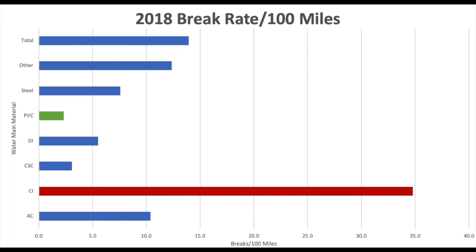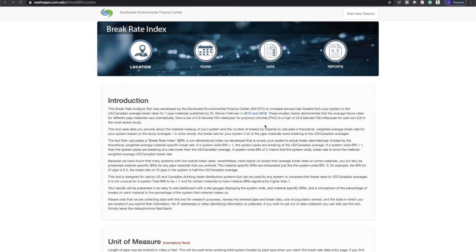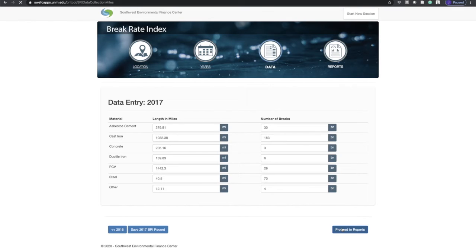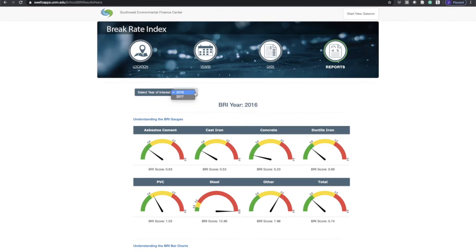Thus, we feel that when comparing your system's break rates to benchmarks, it's important to consider the materials your system is made of. This tool uses the data you provide about the material makeup of your system and the number of breaks by material to calculate a theoretical weighted average break rate for your system based on the study average. In other words, the break rate for your system if all the pipe materials were breaking at the US and Canadian averages.